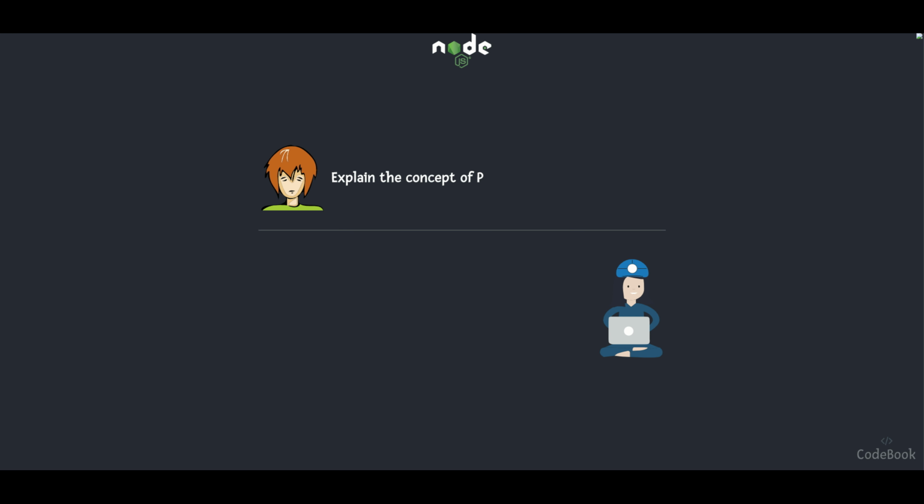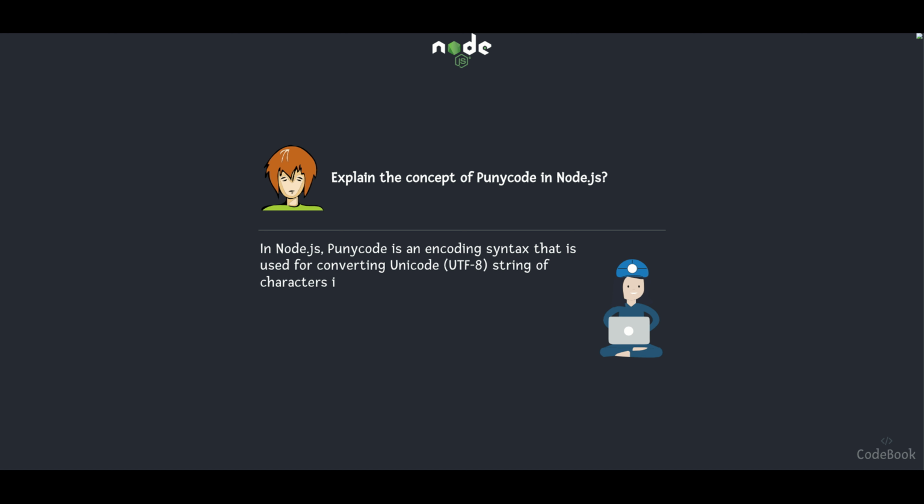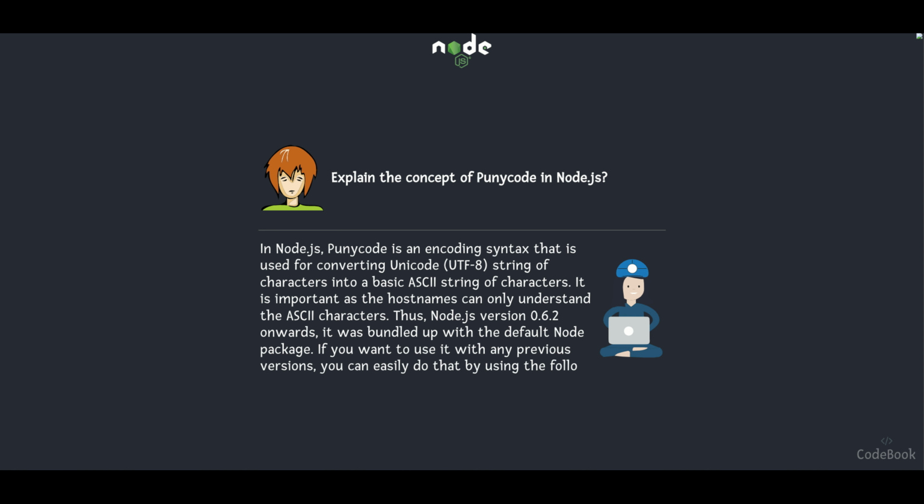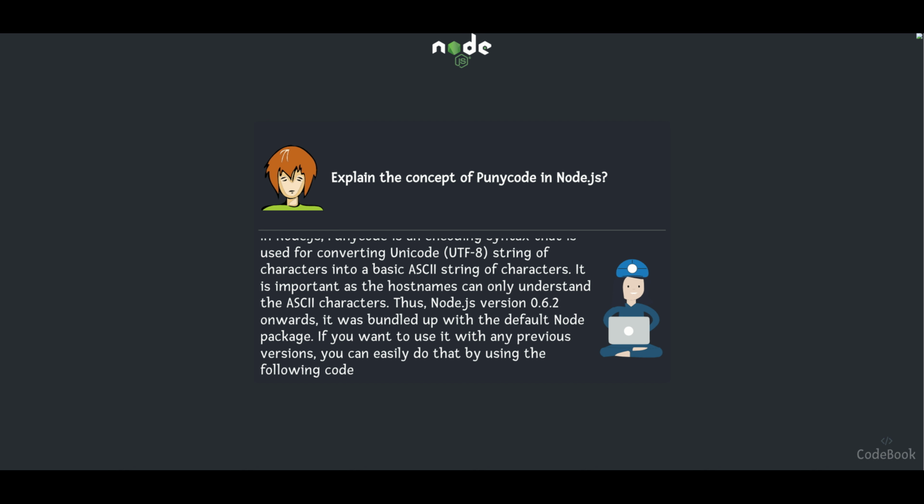Explain the concept of Punycode in Node.js. In Node.js, Punycode is an encoding syntax that is used for converting Unicode, UTF-8, string of characters into a basic ASCII string of characters. It is important as the host names can only understand the ASCII characters. Thus, from Node.js version 0.6.2 onwards, it was bundled up with the default Node package. If you want to use it with any previous versions, you can easily do that by using the following code.